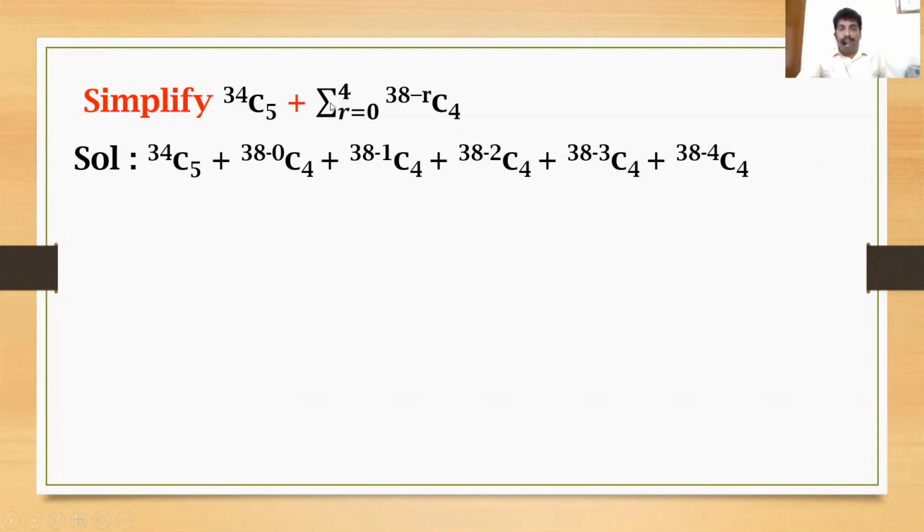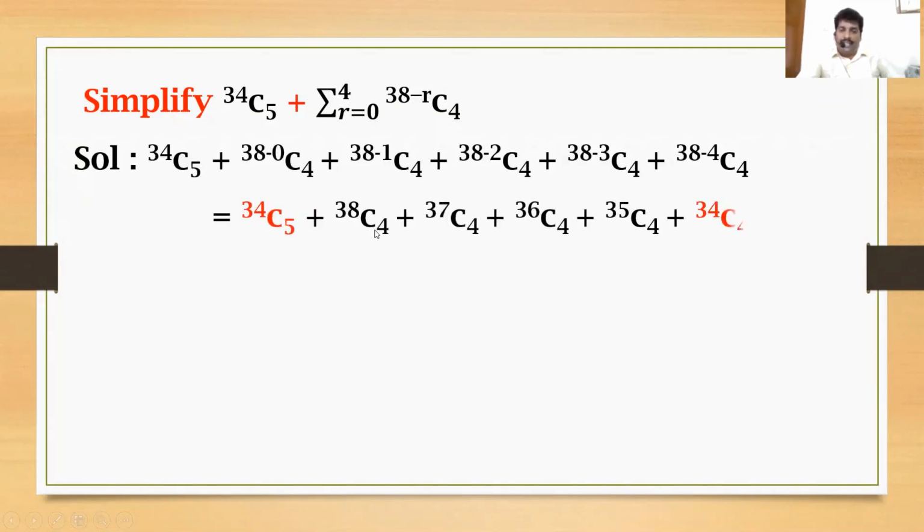In the given question, the sigma value, that is summation. Why did we take it like this? Because summation means sum of all the terms. From where to where? The r value 0 to 4. So 0, 1, 2, 3, 4, up to 4 only you have to take. Now the simplification: 38 − 0 means 38 only, that is 38C4, first term as it is. Second term 38 − 1, that is 37C4, plus 38 − 2, that is 36C4, plus 38 − 3, that is 35C4, plus 38 − 4, that is 34C4.